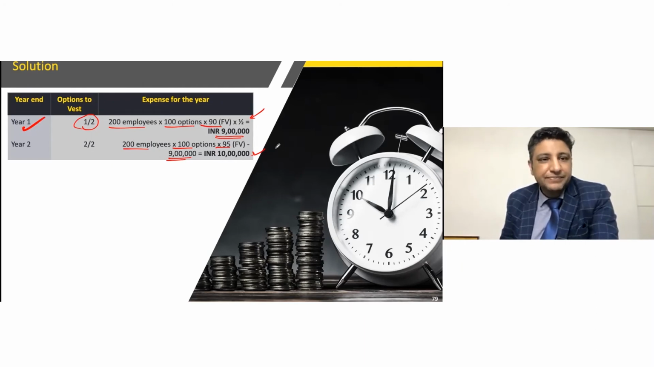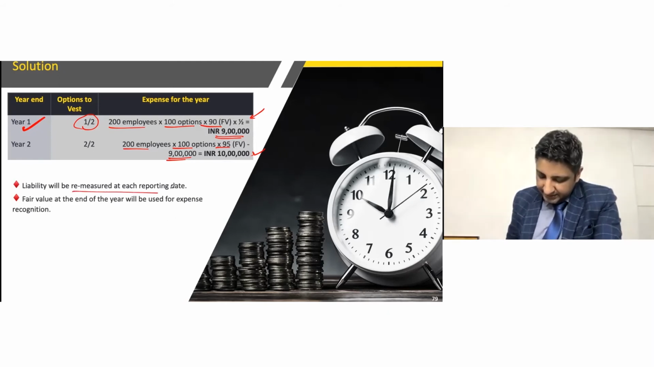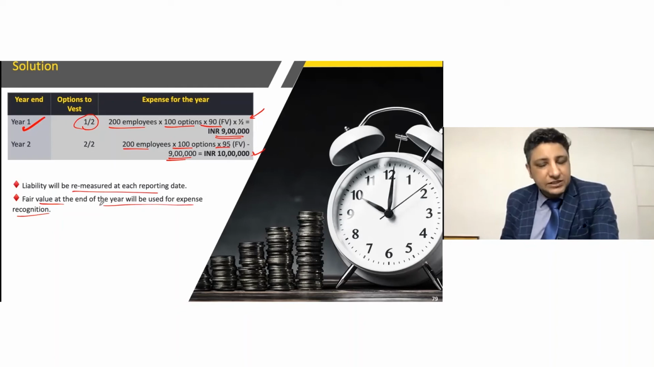All right. That's what we say. The liability will be remeasured at each reporting date, and the fair value will be used for the purposes of expense recognition. All right.